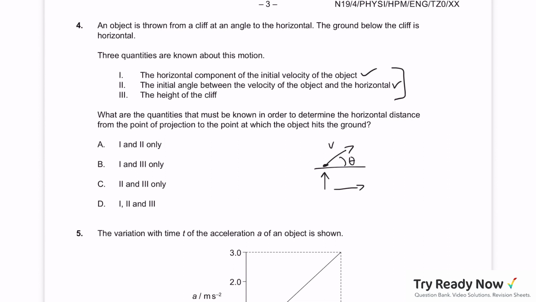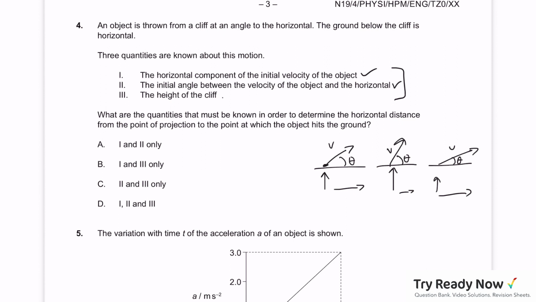For example, at a greater angle, more of the velocity v will be translated into the vertical component and less into the horizontal component. Compared to, let's say, a smaller angle, more of the velocity will be translated into the horizontal component and less into the vertical component. So that's why the initial angle matters.